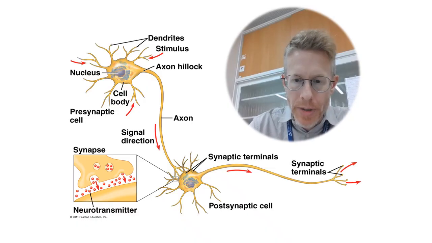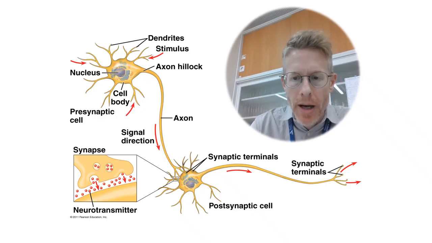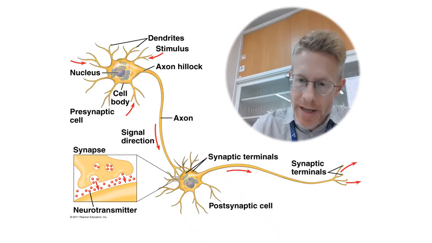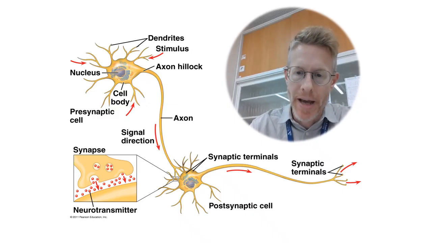So today we'll be talking about how electrical impulses move along fibers in neurons, mostly thinking about axons, and we'll also look at how a synapse works, so how an electrical impulse reaching the end of one neuron can trigger an electrical impulse in the next neuron.